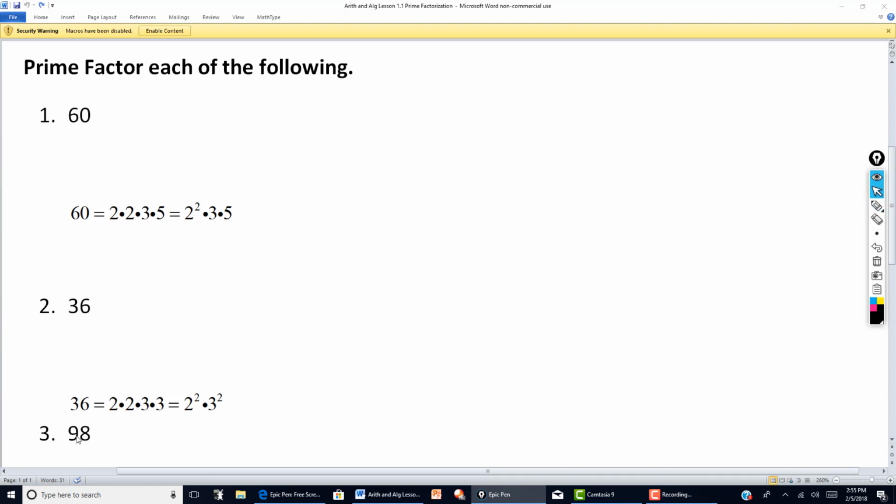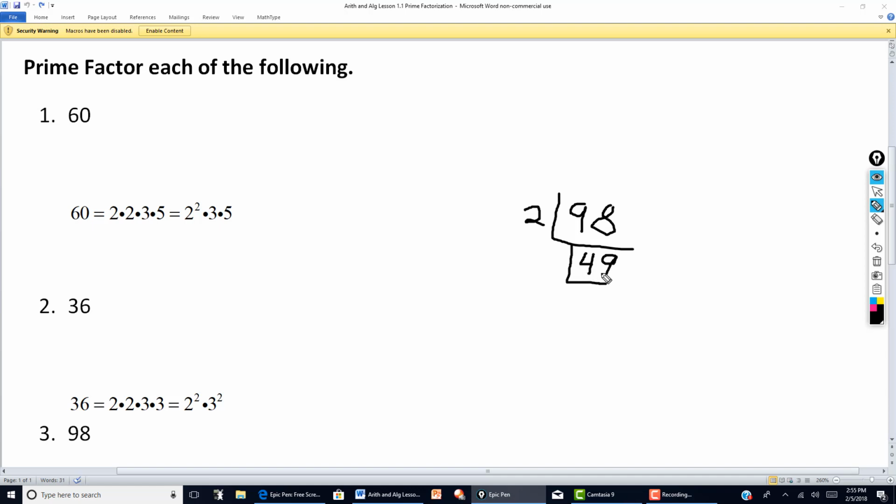Okay, the next one we want to do is 98. Take 98. And again, the smallest prime that divides 98, we see that it ends in an 8, which is even, so I know it's divisible by 2 again. So divide by 2. This goes 49.